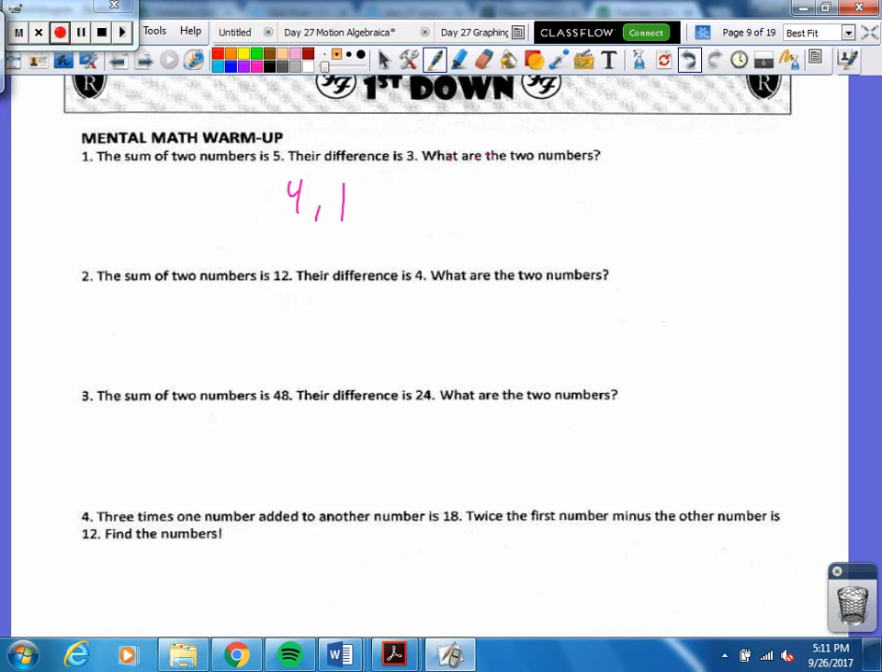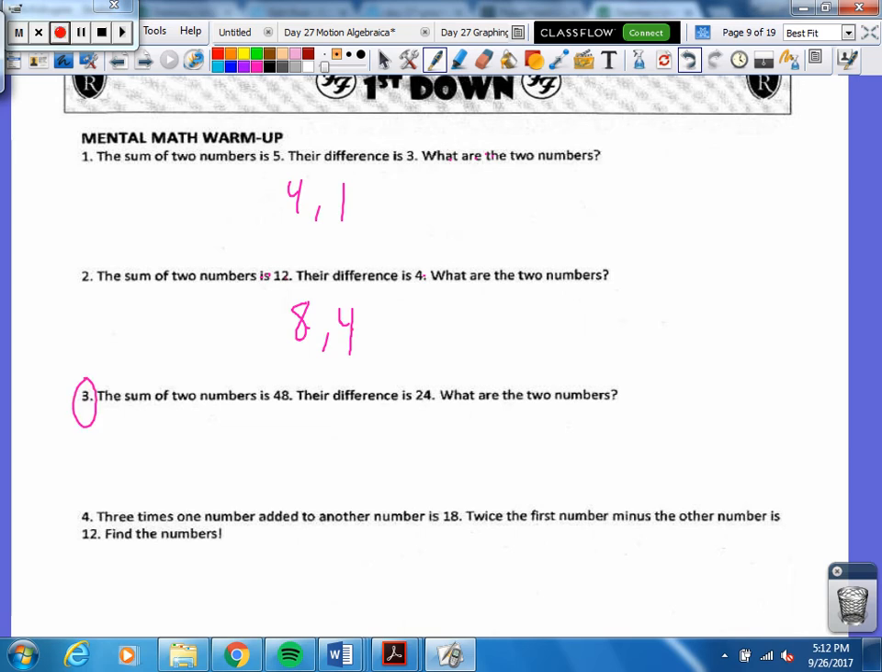Alright. Round 2. Let's see if you can get it. The sum of two numbers is 12. Their difference is 4. What are the two numbers? No calculator. You got it? 8 and 4. 8 plus 4 is 12, and 8 minus 4 is 4.